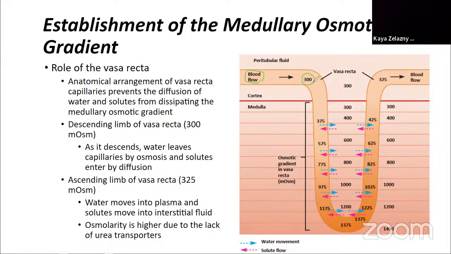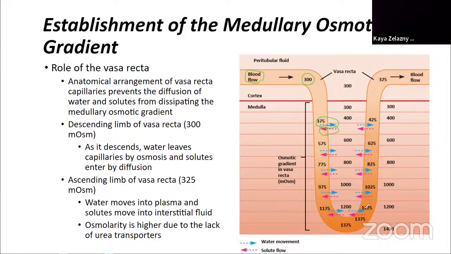As the vasa recta descend into the medulla, we start to see them respond to that gradient. So we start to see water moving out. But now we are talking about blood vessels, so they have different properties. So in this descending part of the vasa recta, we also see solutes moving in. So that's part of why we don't see the exact same numbers here, because we are allowing water to move out and ions to move in. Okay. So water is leaving by osmosis, solutes are entering by diffusion.